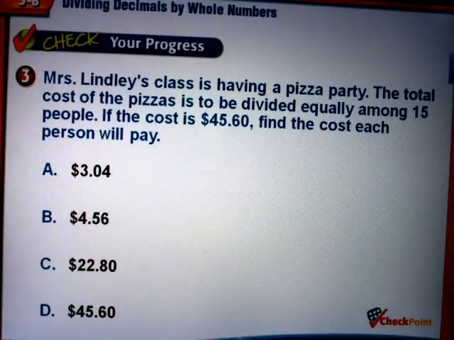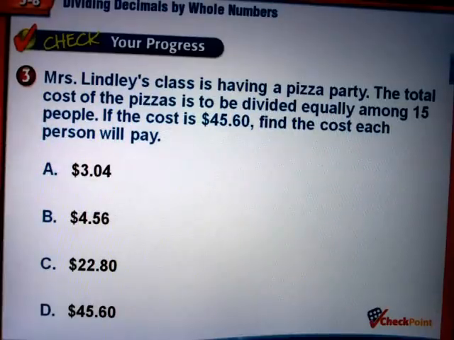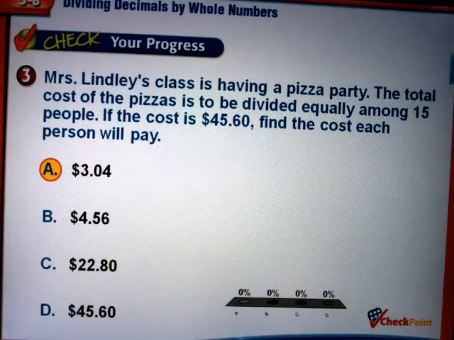Are they going to pay A, $3.04, B, $4.56, C, $22.80, or D, $45.60? Hopefully you're looking at C and D going, those are ridiculous answers. That doesn't even make sense. So really, is it A or is it B? So pause the video, divide it out, see what you come up with for an answer. And your answer is A.